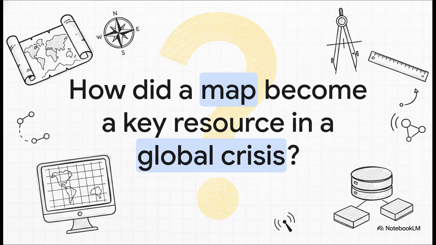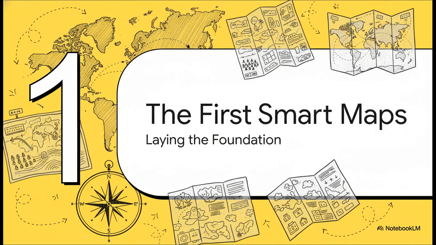Well, the answer is a technology called a geographic information system, or GIS for short. And its story, believe it or not, starts way, way before the first computer was even a glimmer in someone's eye. To really get what modern GIS is, we have to go back in time. Back to when the core idea first clicked. This idea of using location to see the world in a completely new light.